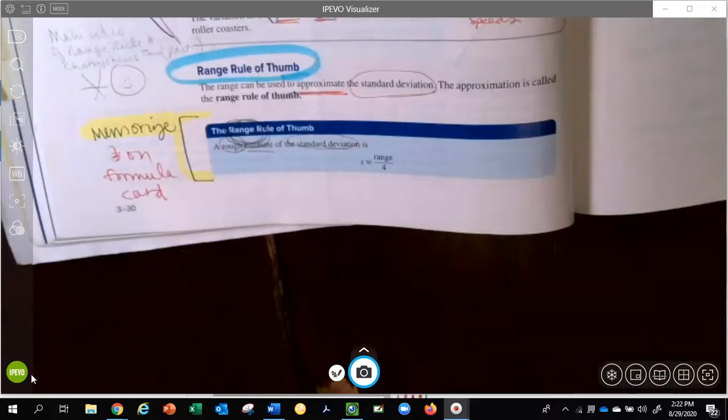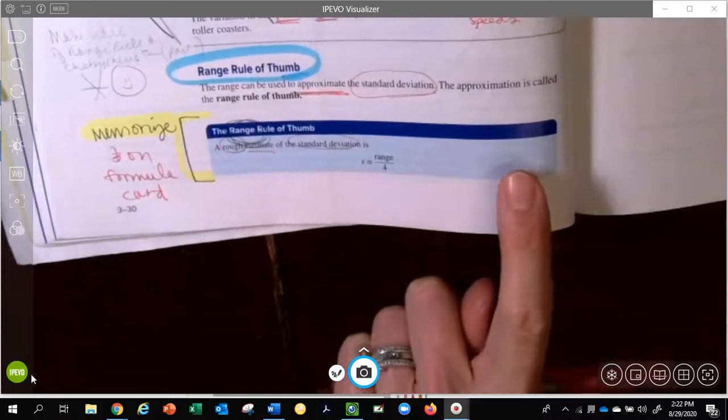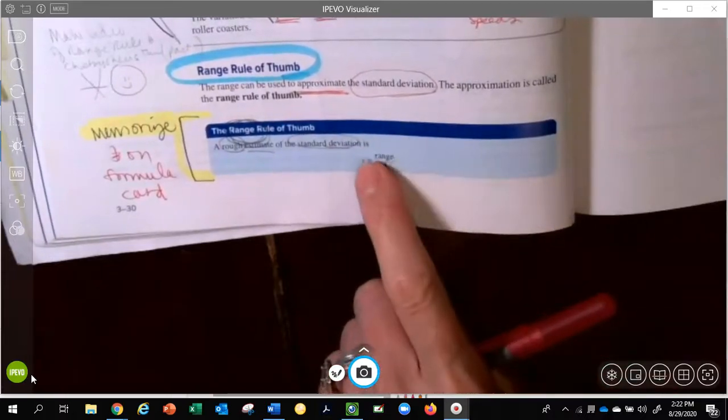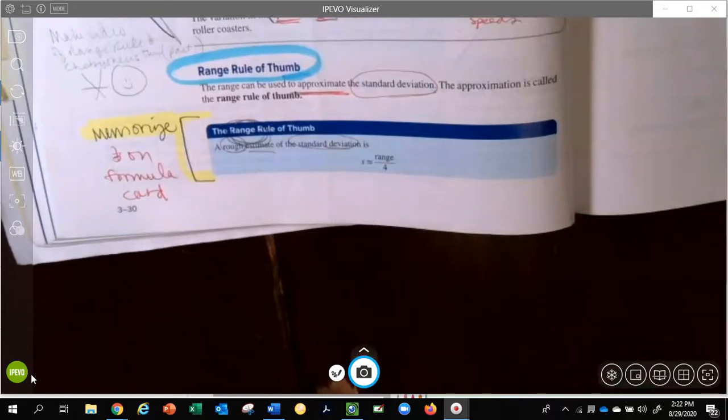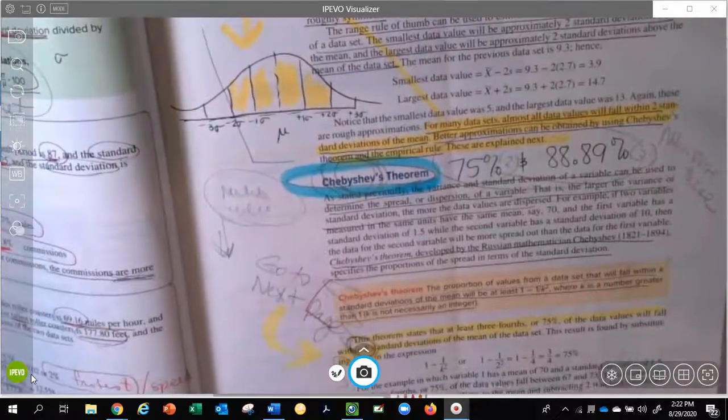But let's say you're in the middle of the test, you have to do this the really long way, and all of a sudden you're thinking, I'd love to double check this, because that's a really good testing strategy. Then you could do a quick range divided by 4 and see if the answer you got going the long way and the answer you got with this rough estimate are very similar. They won't match, but at least you can have an idea of reasonableness.